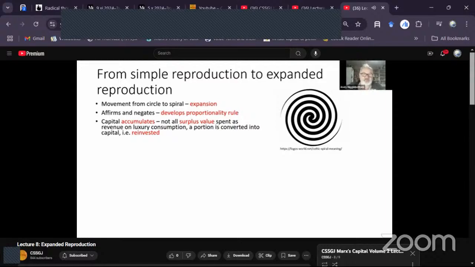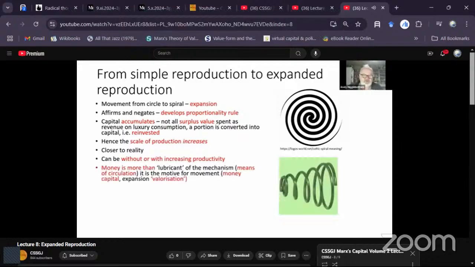There's no expansion. And in actual fact, to get expansion, a proportion of the surplus value needs to be reinvested. And this is quite familiar to us. We're very familiar with this idea from volume 1. Okay, so the scale of production increases. And to be even closer to reality, we would need to include increasing productivity, right?